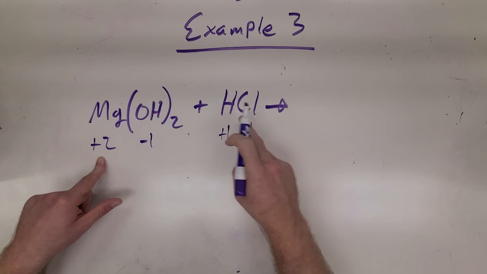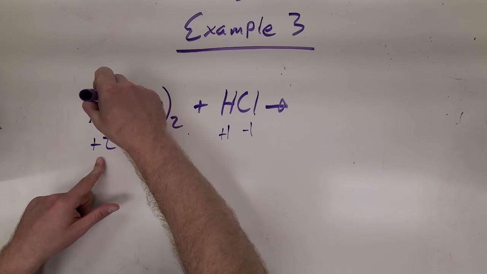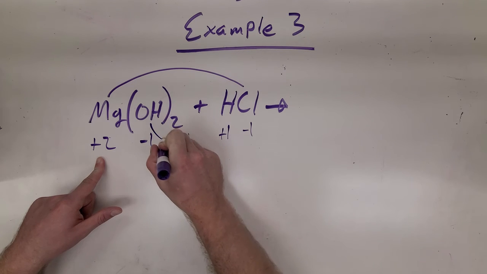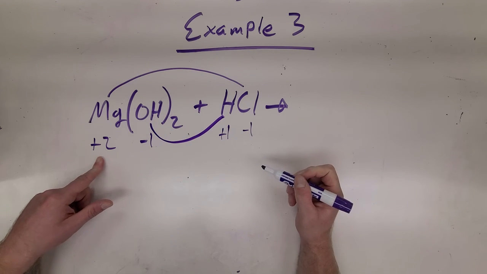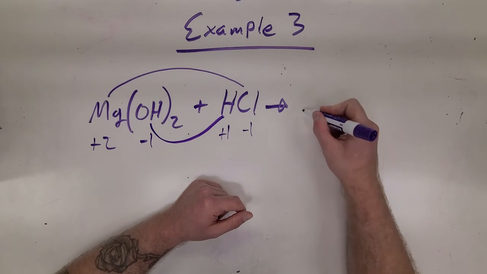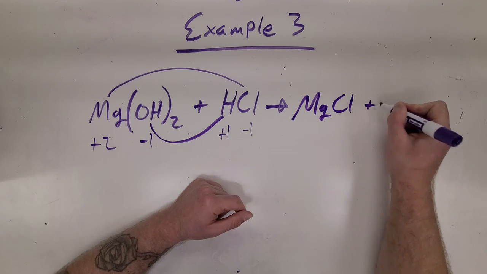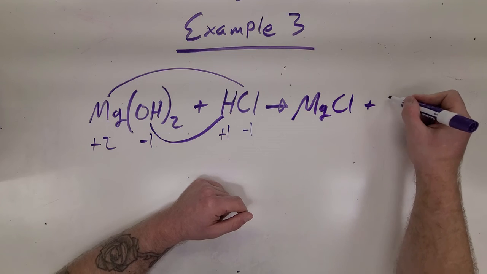Magnesium, positive. We got to find the negative. Chlorine is negative here, so that's going to bond with that. Hydroxide, hydrogen is all that's left. They're going to bond with each other. Let's go ahead, write it over here. So we'll write magnesium with chlorine, hydrogen and hydroxide.